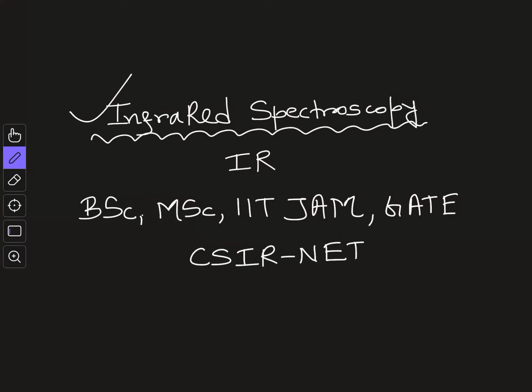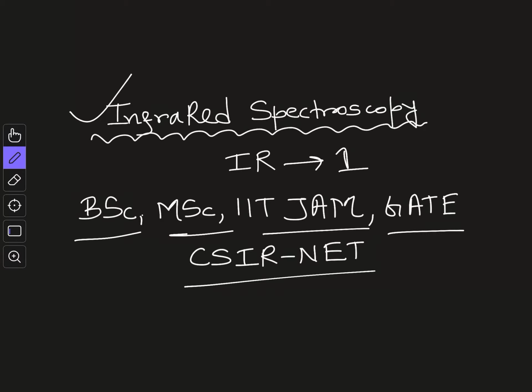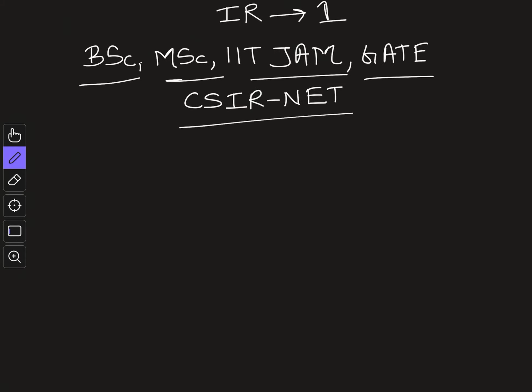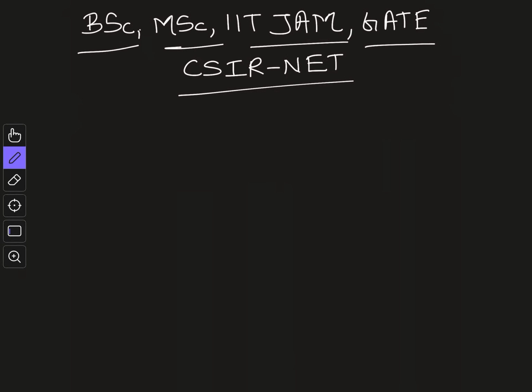This course will be important for BSc, MSc, IIT JAM, GATE and CSIR-NET exams, and I will discuss infrared spectroscopy in two parts. This is part 1 and there will be another part, part 2. In part 1 I will basically develop the basic principles, how the overall thing works, and the overall picture of IR spectroscopy, and in the second part I will discuss some specific examples which are important for the exam. So let us first begin.